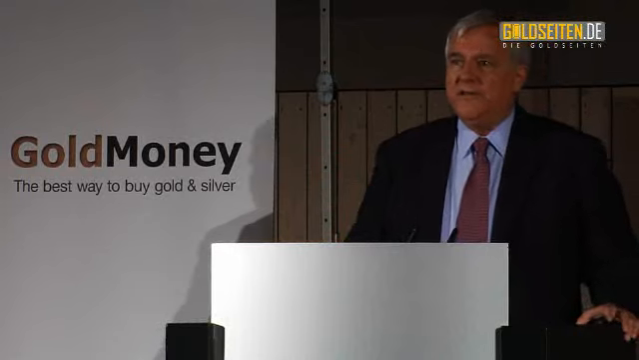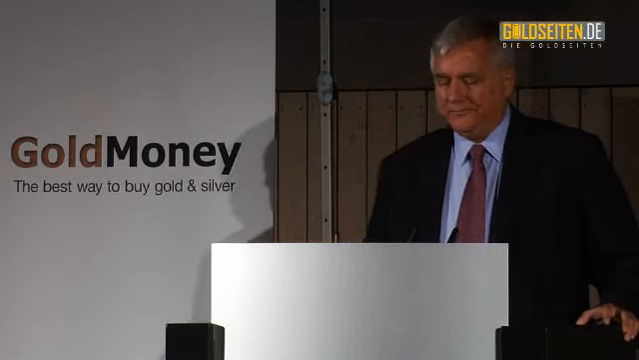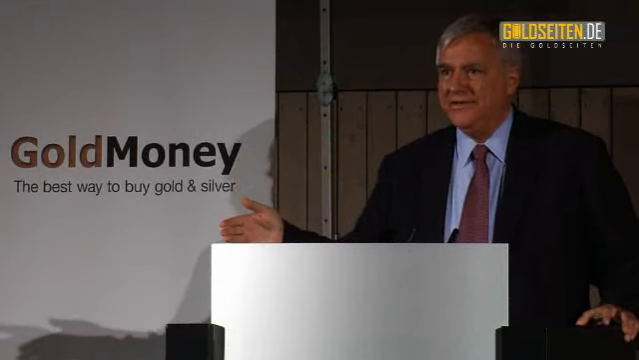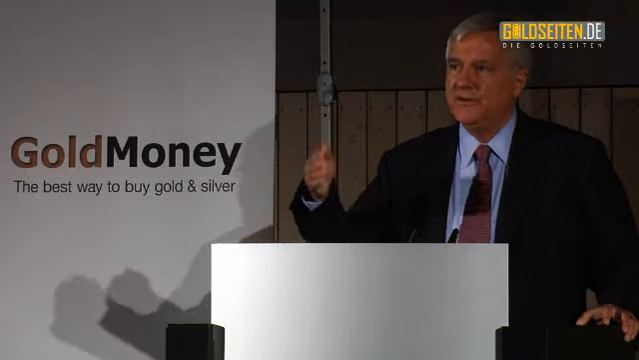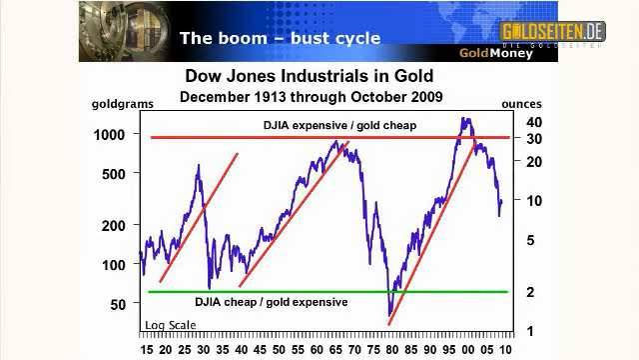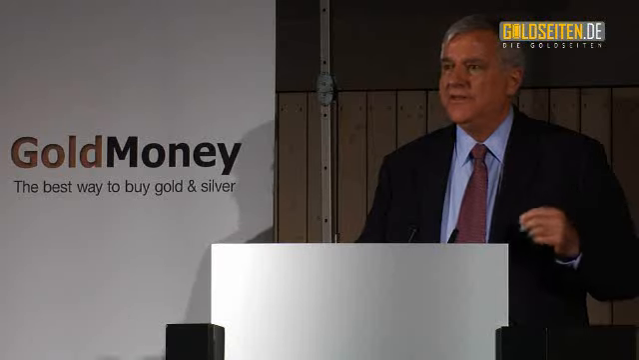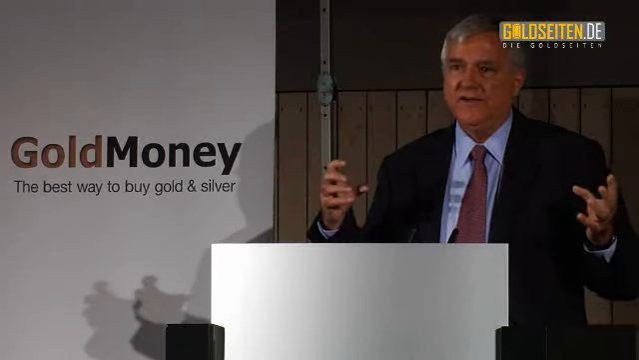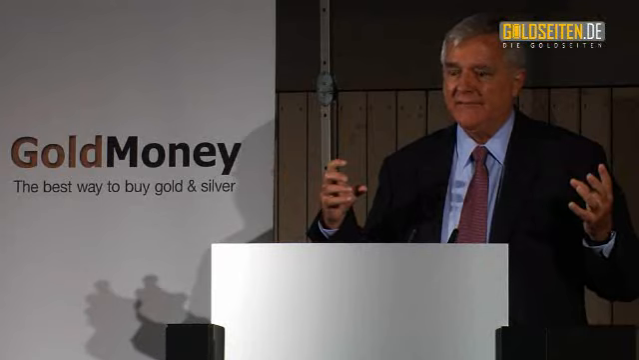Another point I want to make about this particular chart, this is end of month prices, so it doesn't have the price during the middle of the month. But at the bottom in the 1930s, 1 ounce of gold was $35, and the Dow Jones Industrial Average, believe it or not, was 34. So basically 1 ounce of gold was equivalent in value to the Dow Jones Industrial Average.